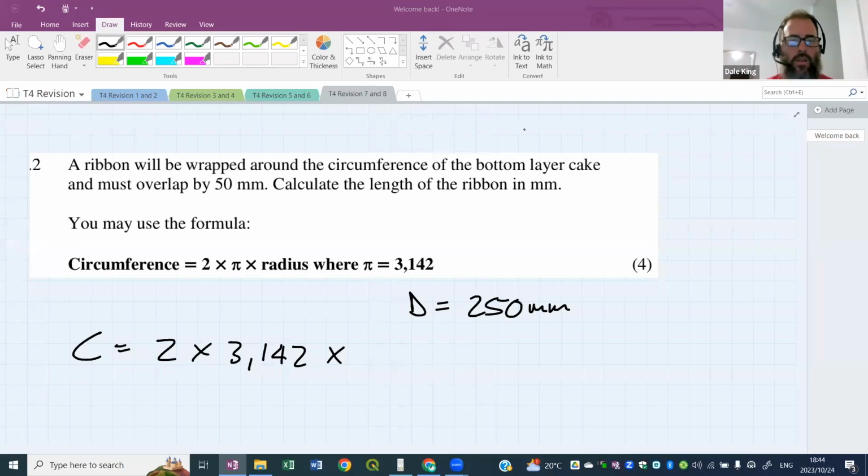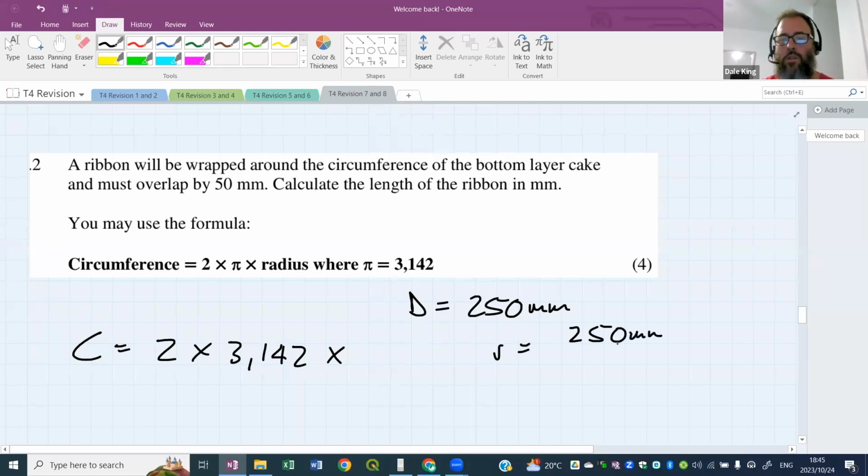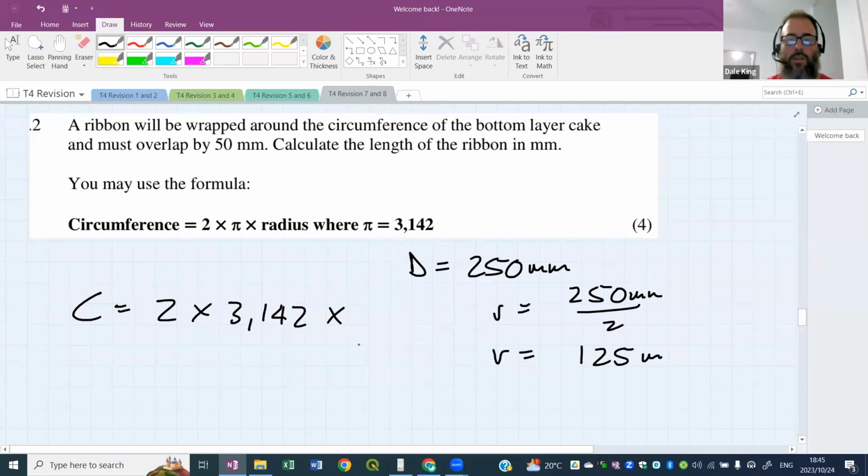Okay, we need to work out the circumference here. We need a 2, we need pi, which is all given to us. We need a radius. Now, they don't give us a radius, they give us a diameter. So let's quickly work out the radius. So the radius is the diameter, which is 250 millimeters divided by 2. This is going to give us 125 millimeters for a radius. All right, now we can put this radius into our formula. So 125 millimeters goes into our formula.